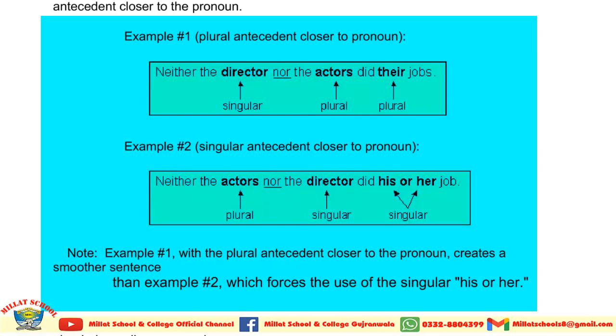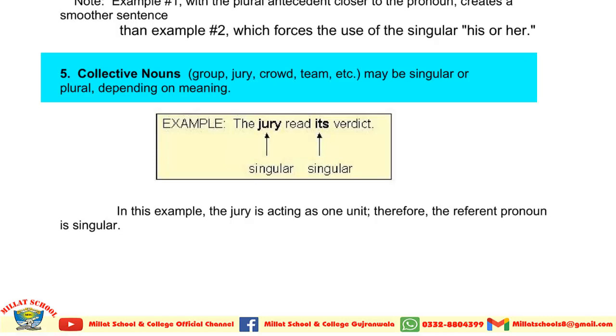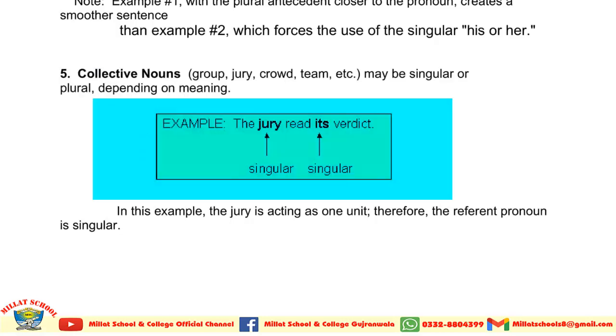And if the second pronoun is plural, then we will use a plural referent to complete the sentence. Now I am coming towards the use of collective nouns. What does subject-verb agreement say about the use of the collective noun? Here on the screen you can see in the slide that collective nouns may be singular or plural depending on meaning. For example, the jury reads its verdict.